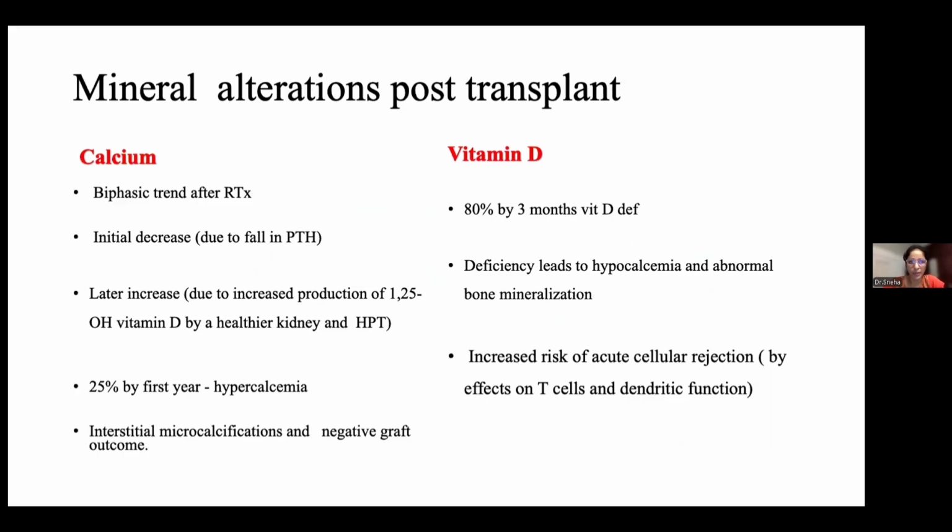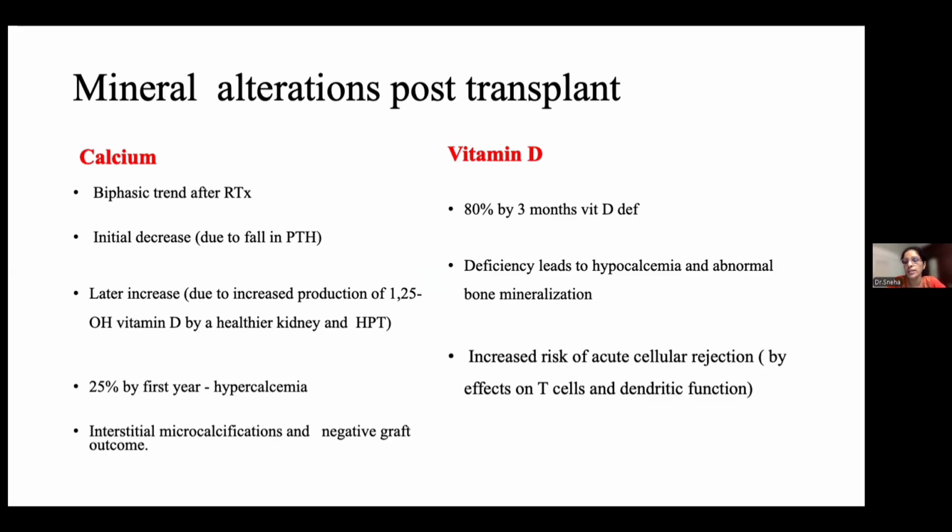So, what are the alterations in minerals post-transplant? First, about the calcium. It shows a biphasic trend after renal transplant. Initially, we notice a decrease in calcium level due to rapid fall in the PTH level with successful graft function. And later, it increases. That is because of the increased production of active vitamin D by the healthier kidney and the persistent hyperparathyroidism. By the end of the first year, 25% of the patients can have hypercalcemia that can lead to interstitial microcalcification and negative graft outcome.